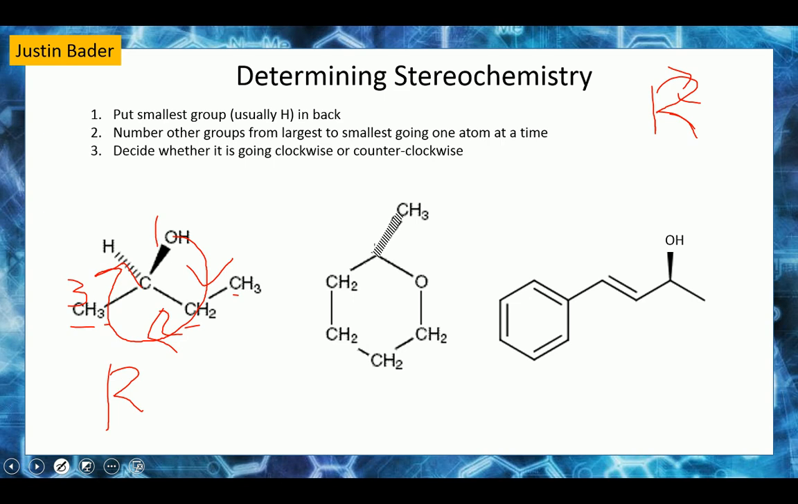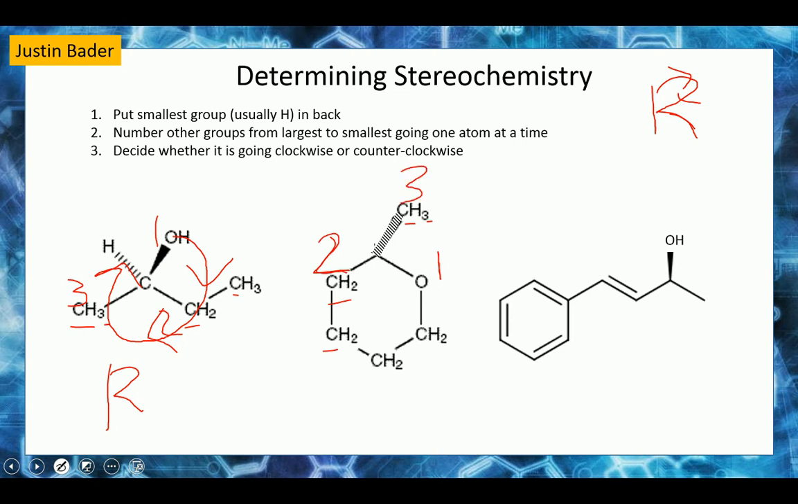Now, our first rule is to always put the smallest group in the back. So because the smallest group is now in the front, we have to reverse our answer, whether it's R or S. So the first thing we do is we look at the largest group, the largest atom, which is O. The next is going to be a tie. We have 2 carbons. The next group attached to that is another carbon, or this is a hydrogen. Therefore, this is 2, and the methyl group is 3.